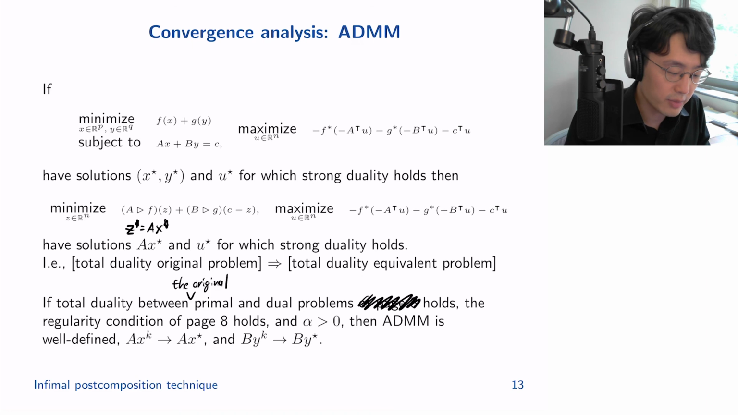So if total duality between the original primal and dual problems, so this primal dual problem pair, holds, and if the regularity condition that we had discussed holds, if alpha is positive, then the ADMM method is well defined and the method converges in the sense that A times x_k converges to A x star and B times y_k converges to B y star.